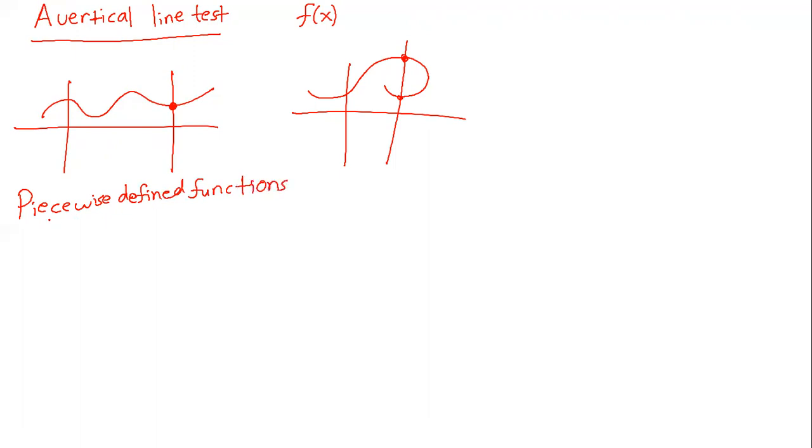These have different formulas in different parts of their domain. So an example is actually absolute value. If you take the absolute value of a number, it would be equal to a if a is greater than or equal to 0, and negative a if a is less than 0.